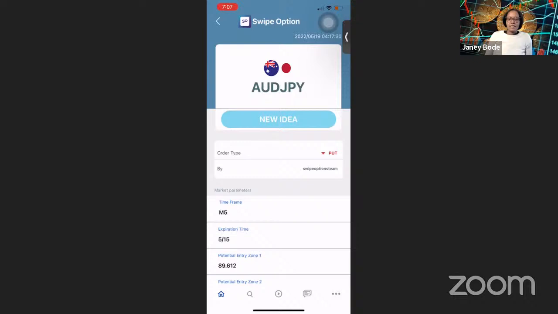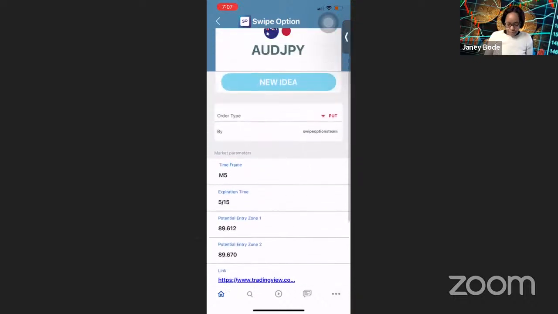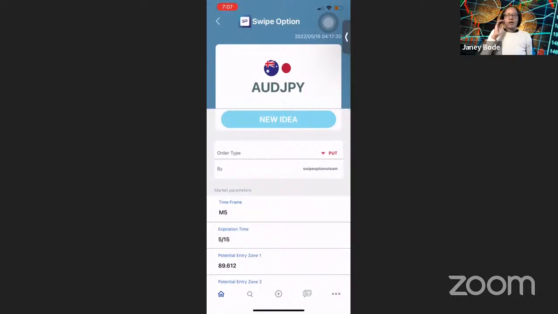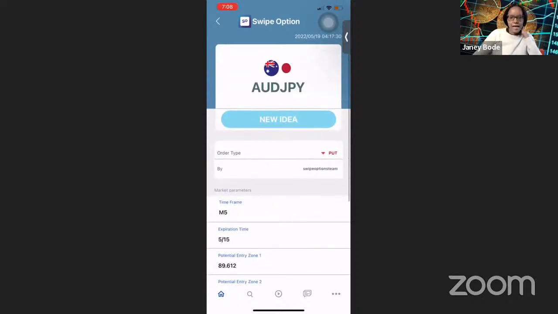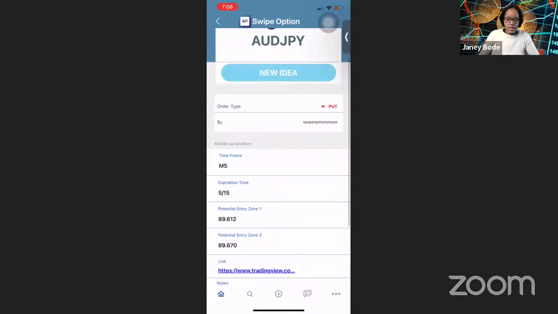So this is Swipe Option. Remember, Swipe Option is for the HFX trading, high frequency trading, which means that you can use Pocket Option or Vide Forex or IQ, whatever those brokers are. The only thing I need here is to know the pair or the asset, which is Australian dollar, Japanese yen. I also need to know that the order type is a put, meaning I'm clicking the red button. Easy.